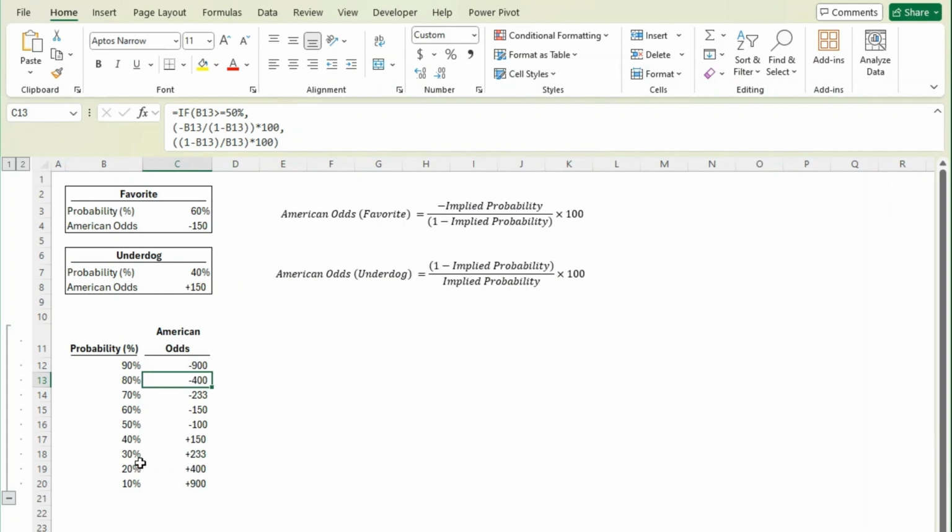All of the calculations, you can type in your own probability and the odds will just spit out using this simple if statement.